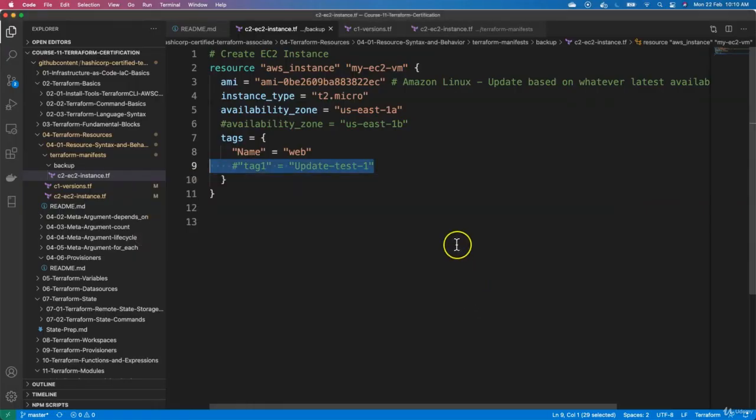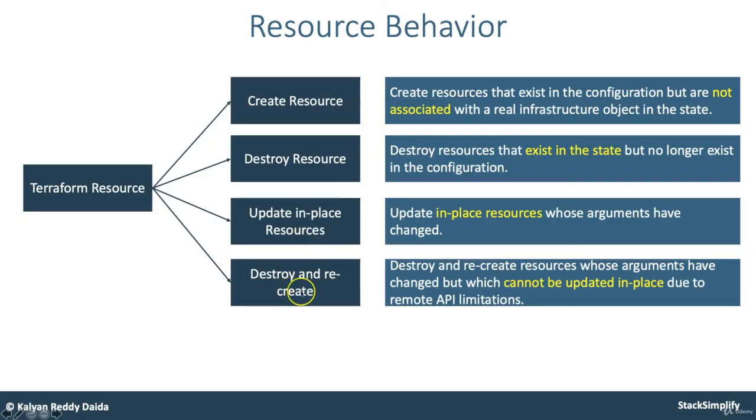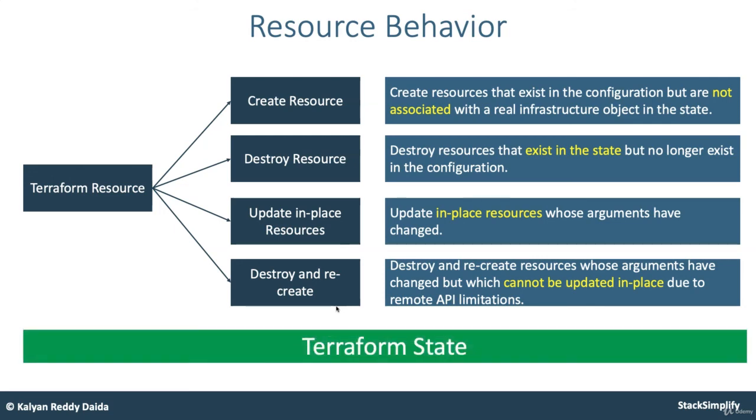Now see this example for destroy and recreate. If you change your instance's availability zone from 1A to 1B, it cannot be an update in place, because you need to delete the instance in one availability zone and then recreate it in another. That comes under destroy and then recreate. At a very high level, these are the resource behaviors: create resource, destroy resource, update in place resources, and destroy and then recreate. All of these are tied to the state file, terraform.tfstate.